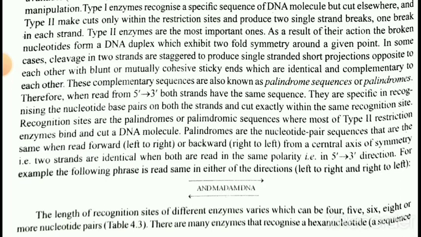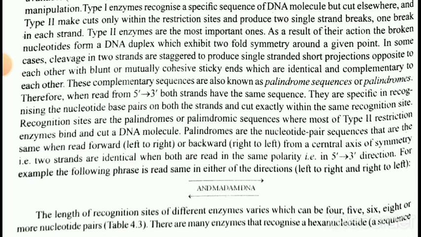These complementary sequences are also known as palindrome sequences or palindromes. Therefore, when read from both strands they have the same sequence. They are specific in recognizing the nucleotide base pairs on both the strands and cut exactly within the same recognition site. Recognition sites are the palindromes or palindromic sequences where most type 2 restriction enzymes bind and cut a DNA molecule. Palindromes are nucleotide pair sequences that are the same when read forward, left to right, or backward, right to left, from a central axis.